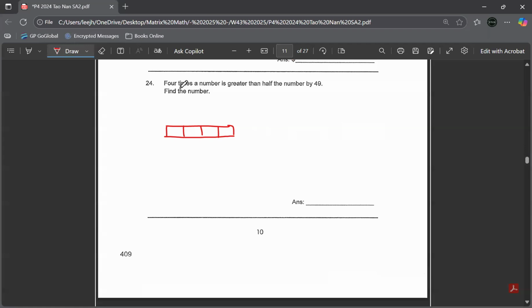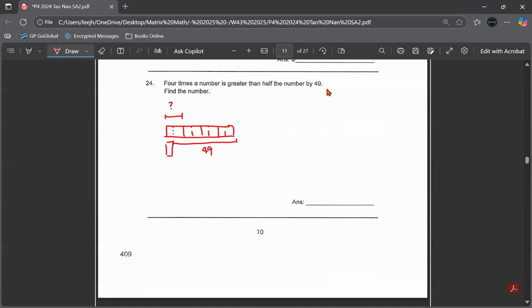So you draw 4 units, right? This number is greater than half the number. Half the number means this is the number itself. The number is one unit, but 4 times of this number. Greater than half, so I need to draw half a unit. By 49. So if I cut one unit into 2, this is 49.